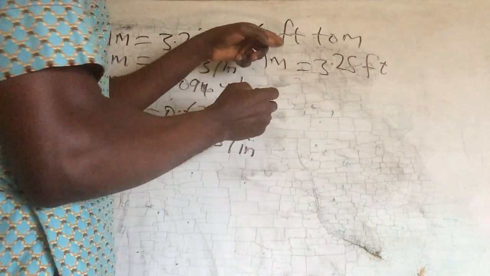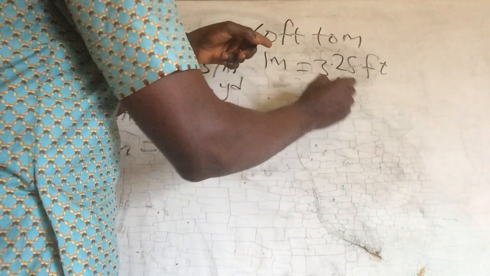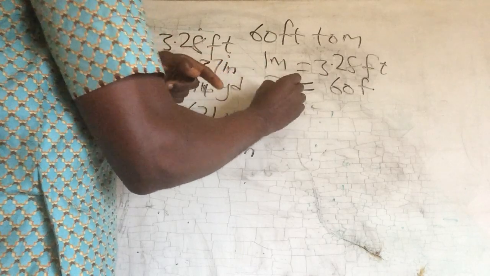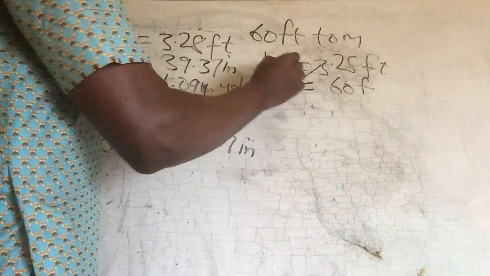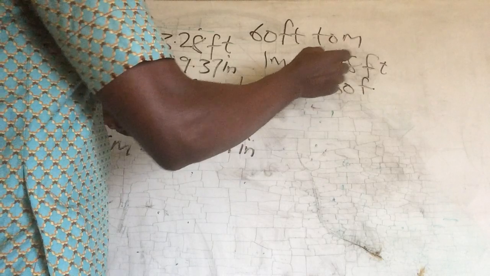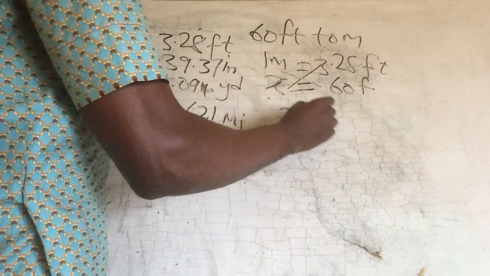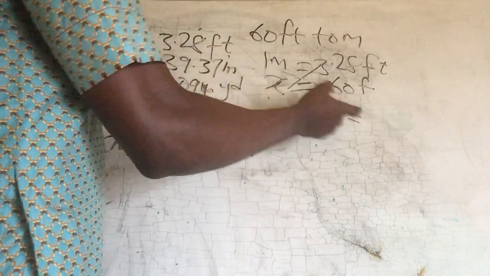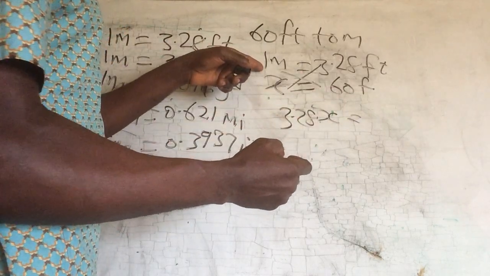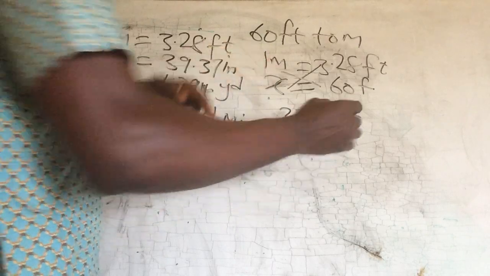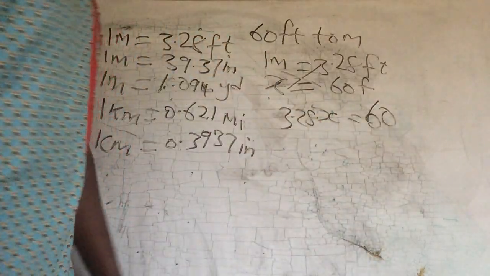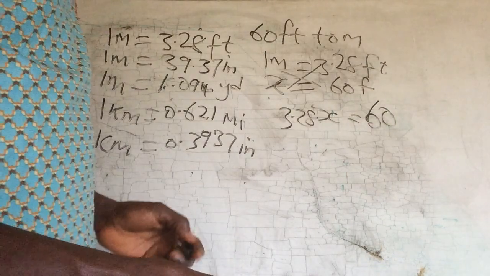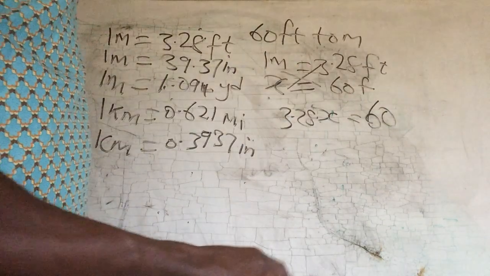And converting this one, you write it at the side of feet, 60 feet. What will it be in meter? You don't know x. You say cross multiply. x times 3.28 will be 3.28x equals 1 times 60. So 1 times 60 will give you 60.